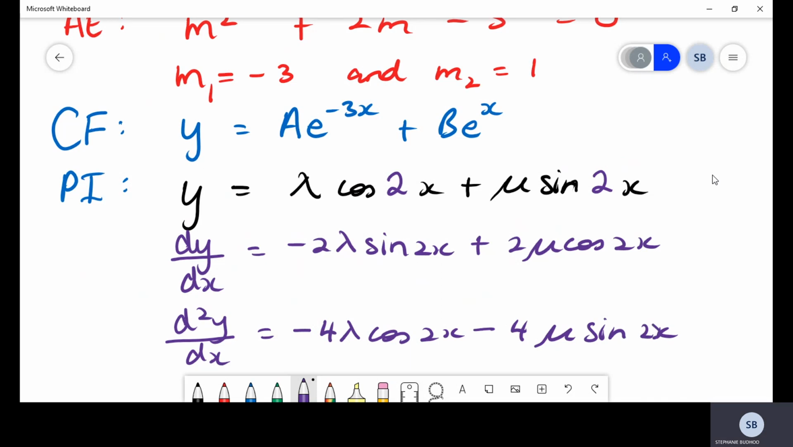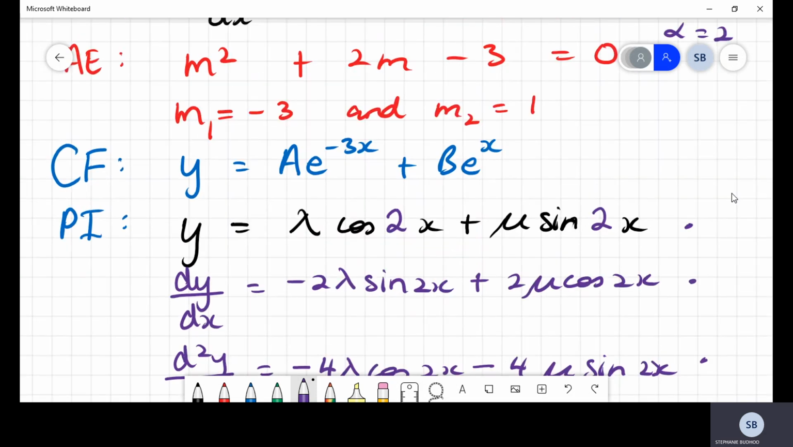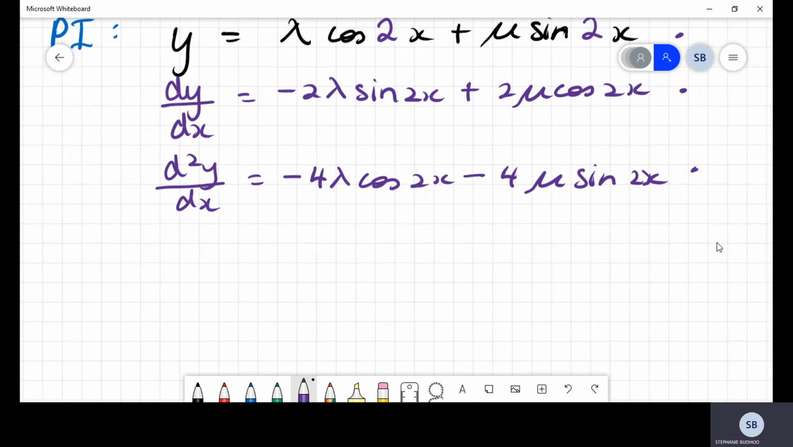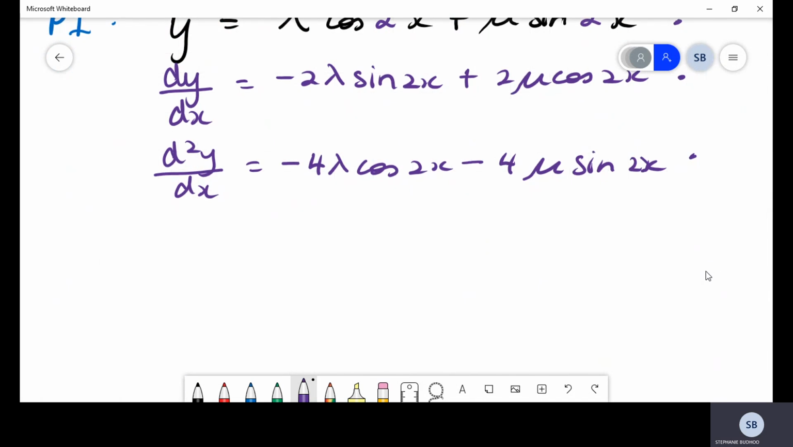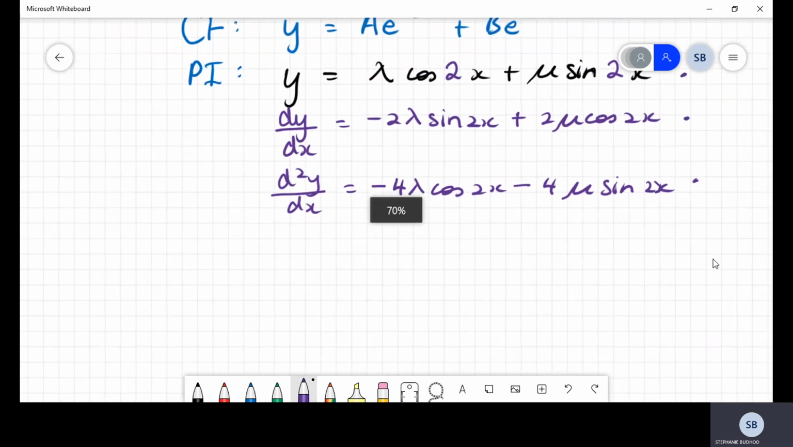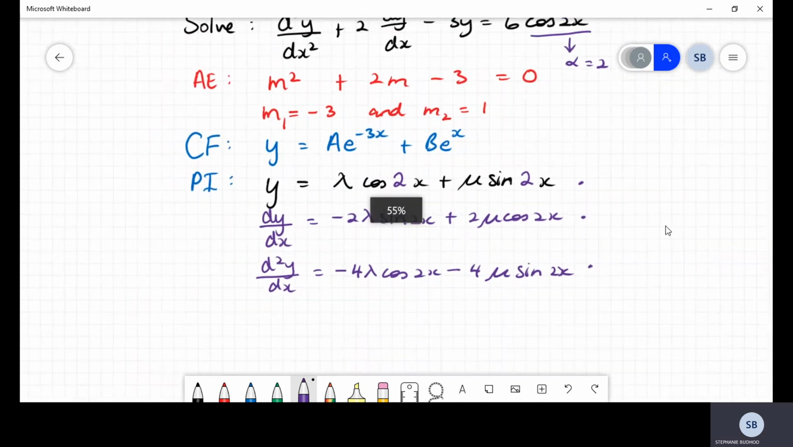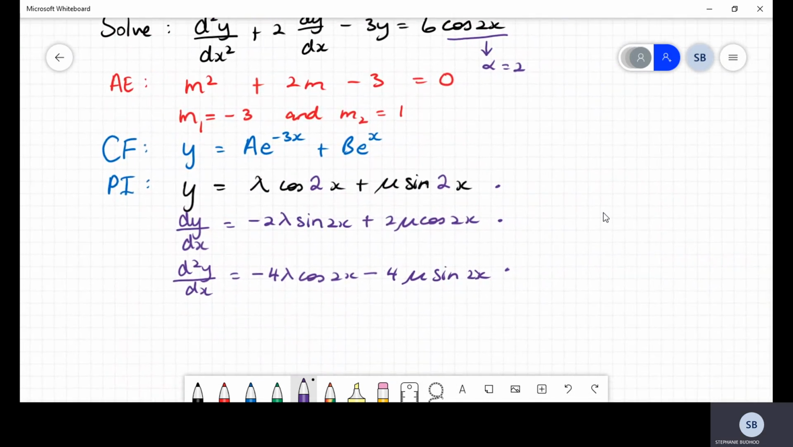Now what we have to do is substitute all 3 of these values back into our original equation. And we need to substitute it into the entire equation, inclusive of the right-hand side. Doing so gives us, let me see if I can get the entire equation on screen. There we go.